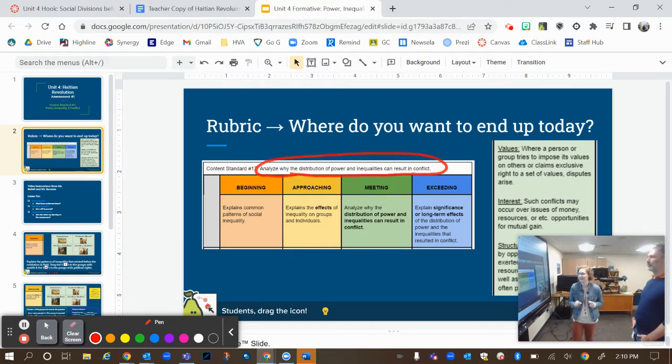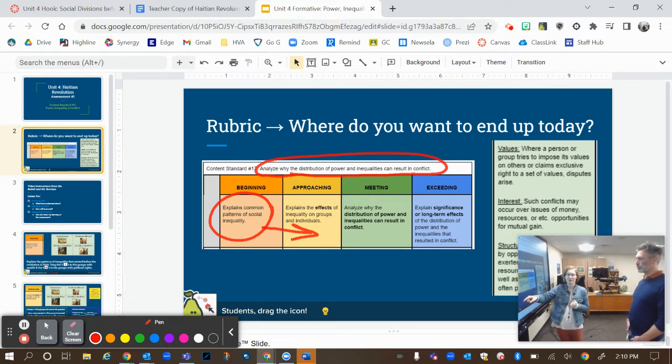So the theme of this standard is about how the distribution of power and inequalities can lead to conflict. So this is what we want you to be rooted in as you're approaching this assessment. So it starts with just noticing what the social inequality is. What are the common patterns? How does it show up? How does it manifest?